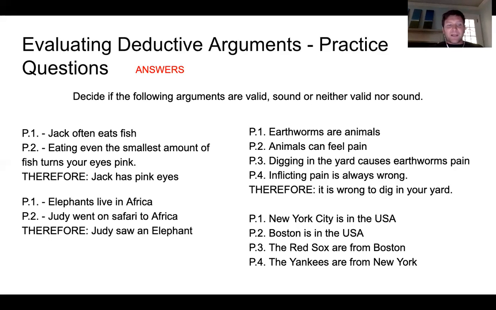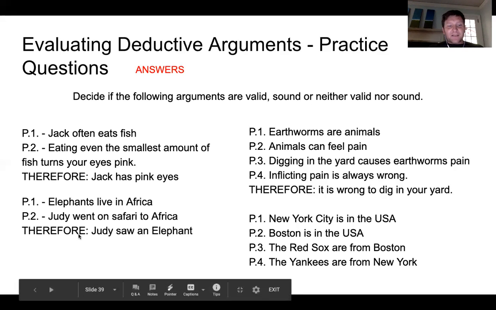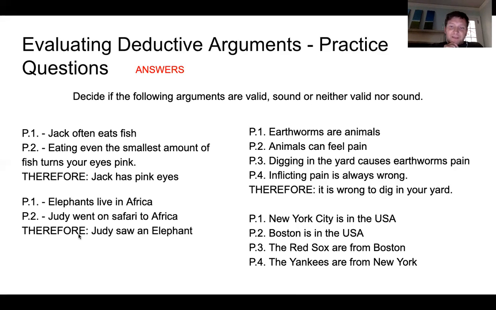Sometimes, when I've done this before, students think it's valid, but the reason it's not valid is that just because elephants live in Africa and Judy went to Africa, it's not guaranteed she sees an elephant. There's no guarantee that is the case, right? That day the elephants could be hiding in the waterfall, or it could have been elephant holiday. No elephants were around. I don't know. Foggy day. Who knows? But the point is, there's no guarantee that she saw an elephant.